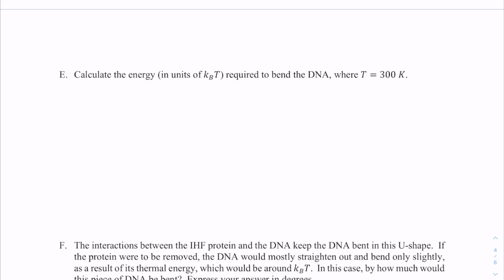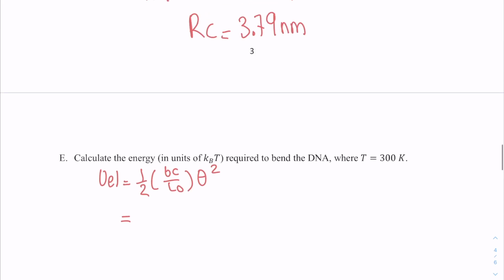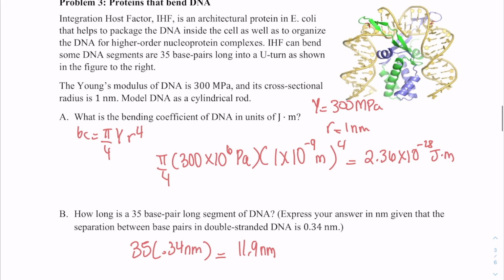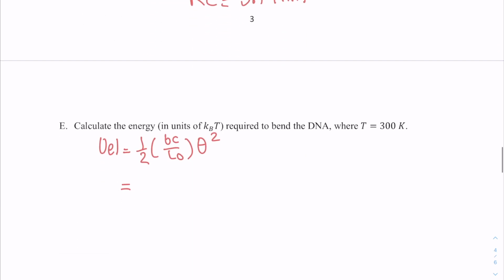So in order to figure out the bending energy, the energy required to bend the DNA, or the elastic potential energy, we have to calculate UEL, right? That's equal to 1/2 times the bending coefficient divided by the original length of the DNA, times theta squared. We figured out theta earlier in the problem. In part C, we figured out that it was a U shape, right? And that was 180 degrees, or pi radians.